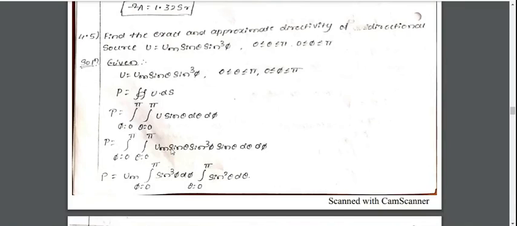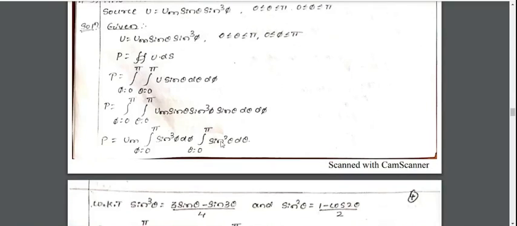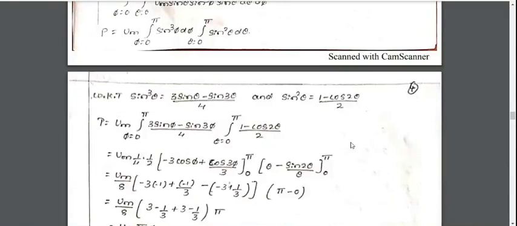You know the power equation. Substituting the values of theta and phi and whatever the intensity we have, the intensity is sin theta, sin cube phi, and sin theta d theta d phi. Again, it is very easy: 0 to pi sin cube theta, and 0 to pi sin square theta. Now sin cube could be replaced with 3 sin theta minus sin 3 theta divided by 4. Sin square could be replaced by 1 minus cos 2 theta divided by 2. You know the values here.